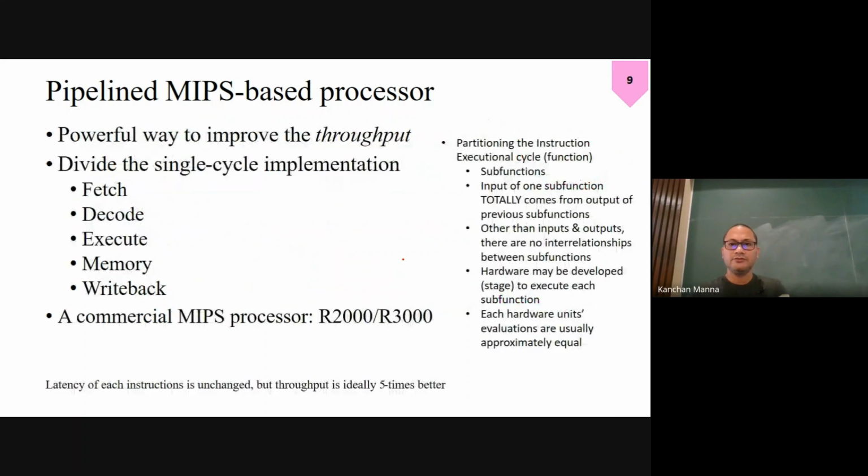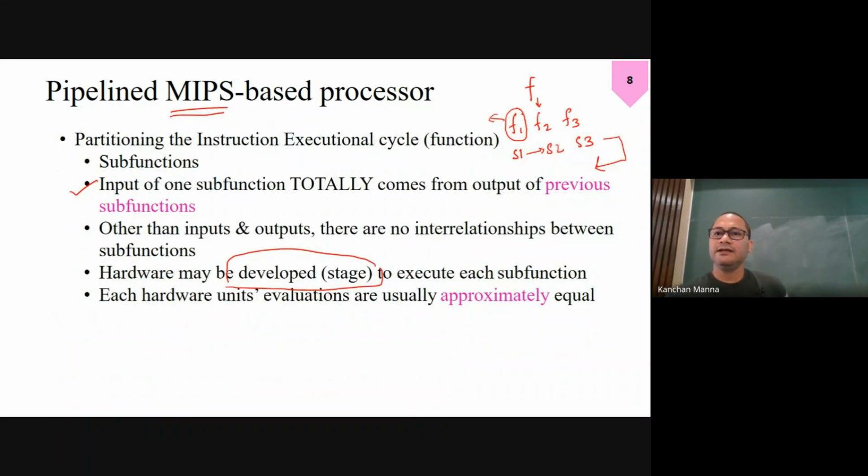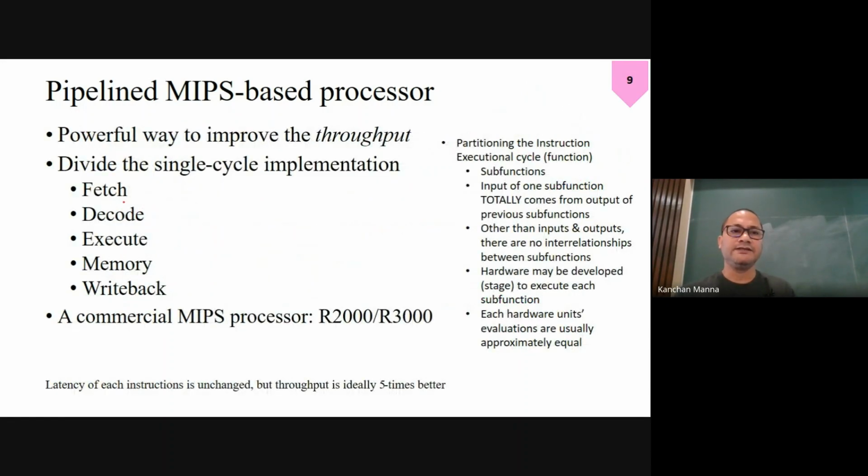Now we'll apply this principle to the MIPS processor, the pipeline-based MIPS processor. When we discussed the von Neumann model, we discussed these 5 stages. The other thing is that first we have to find out the delay of each component. Here we are saying that each stage would take almost equal amount of time, and we have 5 such stages.